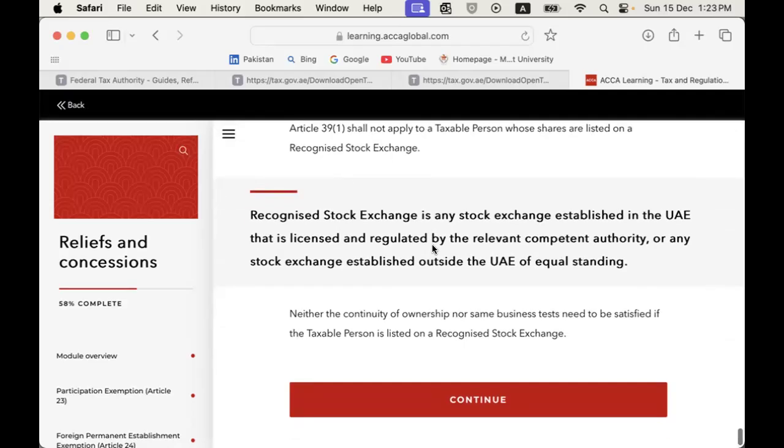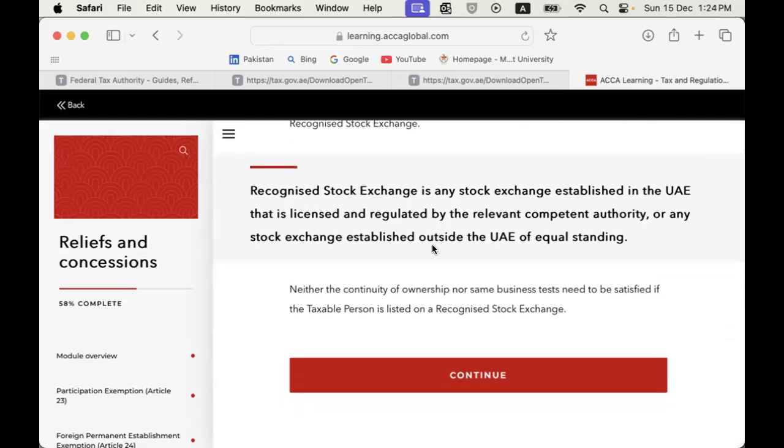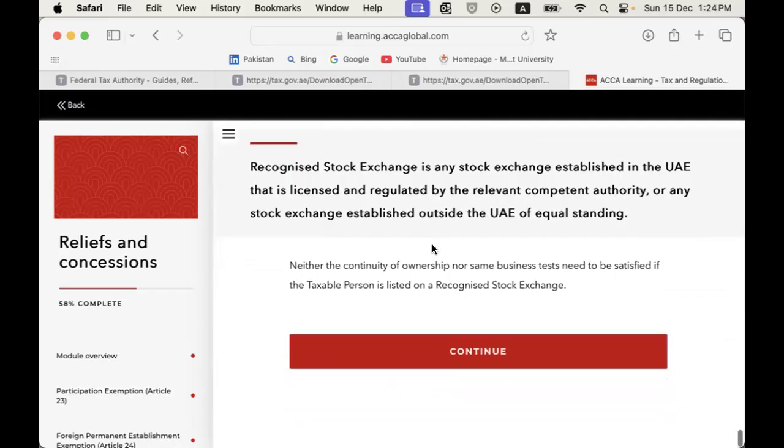Article 39 shall not apply to a taxable person whose shares are listed on a recognized stock exchange. Why? Because the recognized stock exchange is highly regulated. So no tax implication would arise.